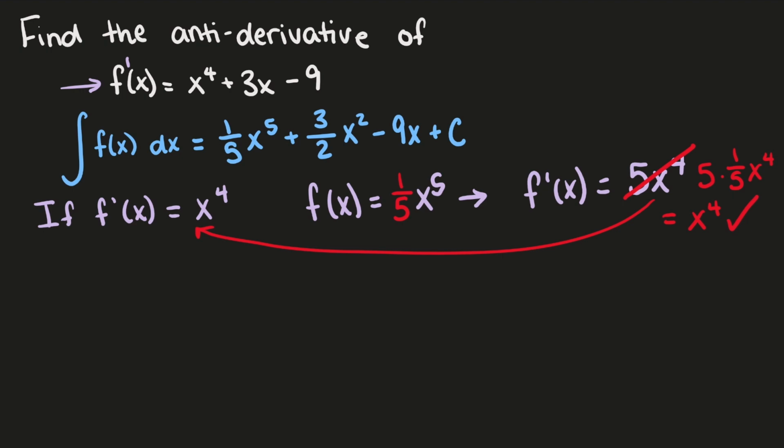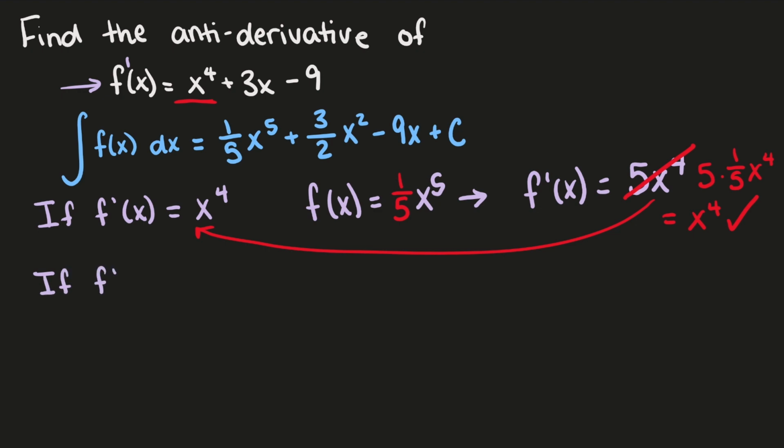So when we're taking our antiderivative, we have to consider how we get the exact function we're looking for, which is x to the fourth. The derivative of what is going to give us just x to the fourth by itself, and we saw here that's going to be 1/5 x to the fifth. So we can do the same thing with each of these terms.